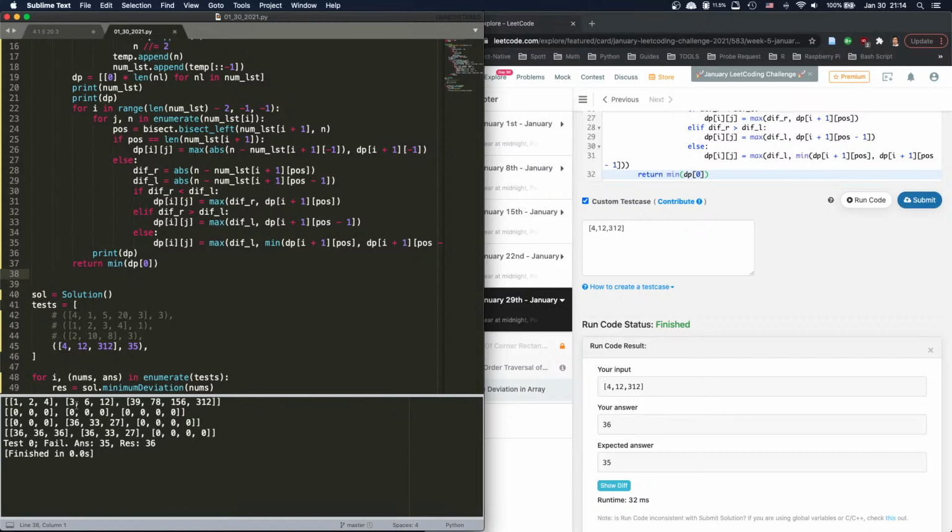To say, we don't record the actual value, but we record which one we pick. So for 3, we're going to put in here is going to be 39. So for 3, we say we pick 39. For 6, we pick 39. For 12, we pick 39 as well.